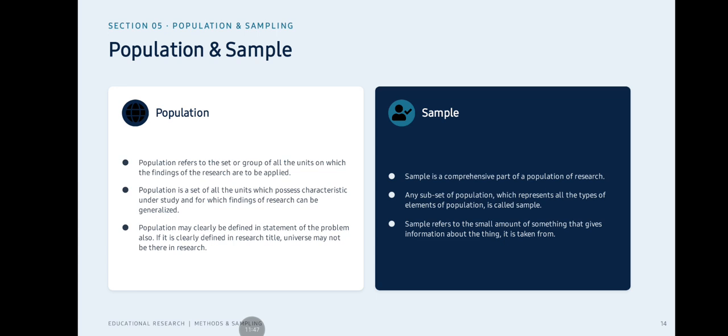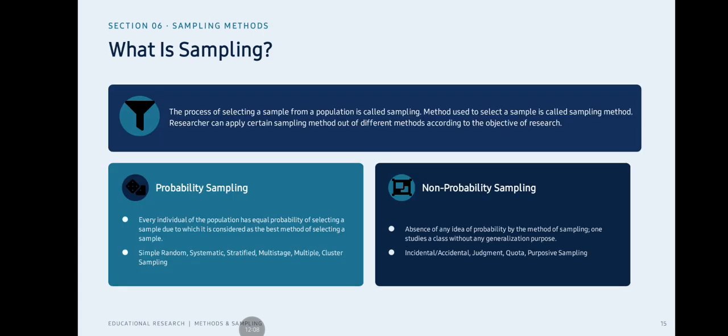Sample. Sample is a comprehensive part of a population of research. Any subset of population which represents all the types of elements of population is called sample. Sample refers to the small amount of something that gives information about the thing it is taken from. What is sampling? The process of selecting a sample from a population is called sampling. Method used to select a sample is called sampling methods. Researcher can apply certain sampling method out of different methods according to the objective of research.